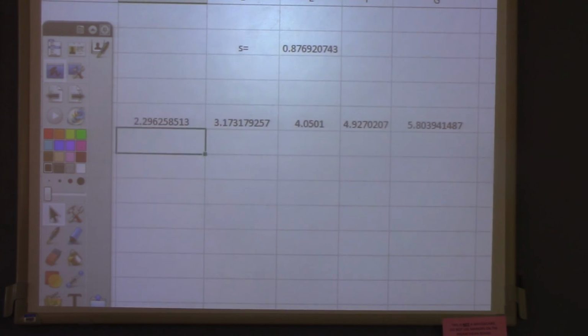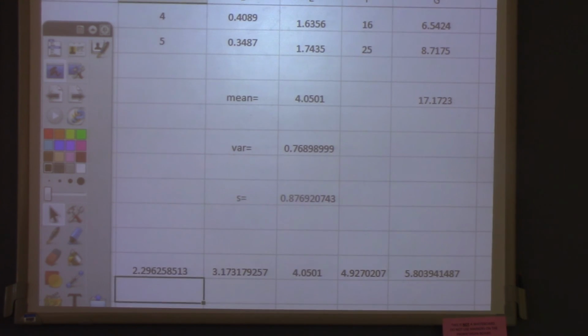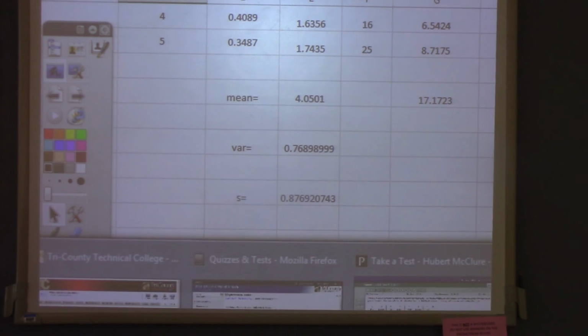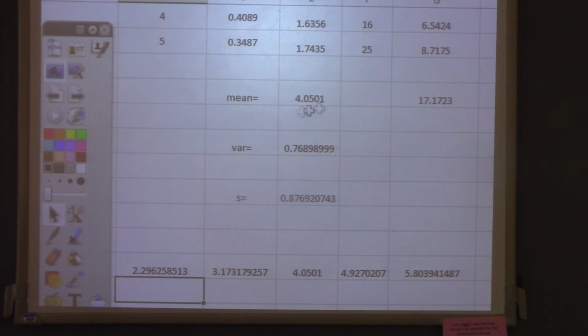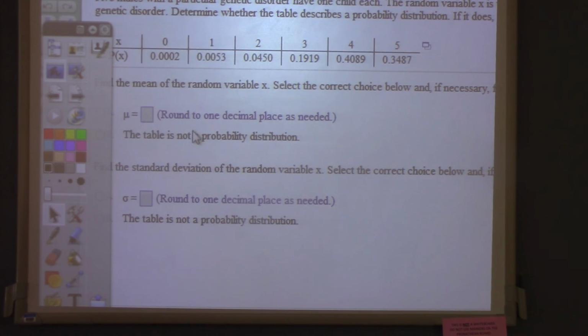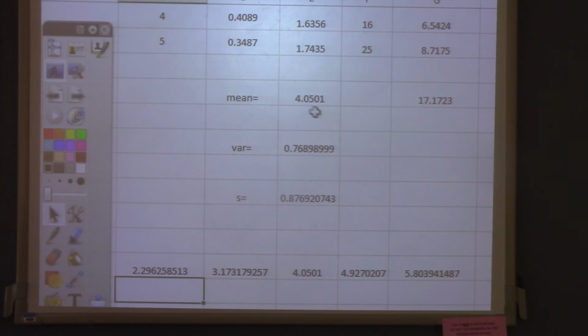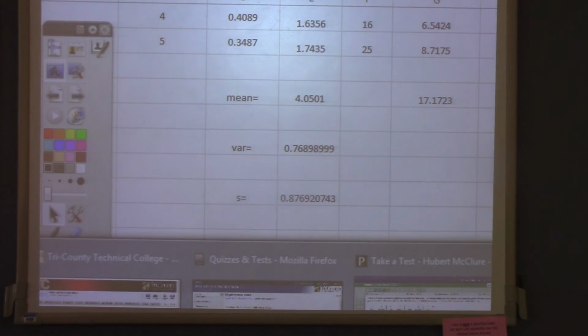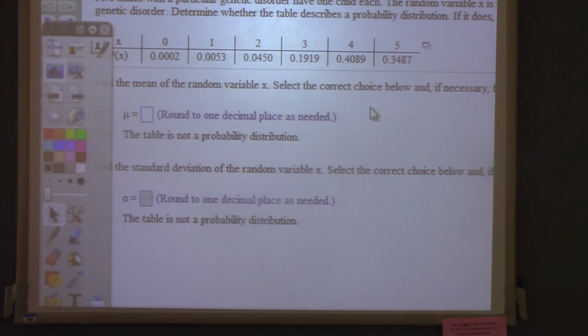Question? I don't know what they're asking. Let's see what they're asking. They want the mean and standard deviation. What do they say? 4 points. What we got to round to? Because I'll put in the wrong thing if I don't. Round to 1 decimal place. So that would be 4.1 and 0.9. 4.1 and 0.9. Next question.